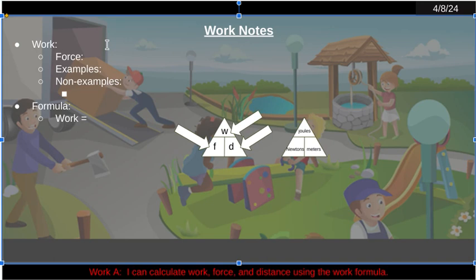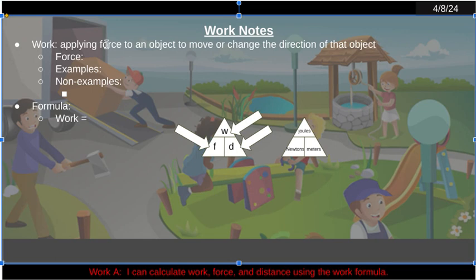Work is applying force to an object to move or change the direction of that object. When we're talking about work in science, it is not the same thing as somebody going to a job necessarily. You could have a job that is moving a mouse around and clicking a keyboard, and that could be a massive amount of work, but that's not what we're talking about here. In this unit, work is going to be something different.